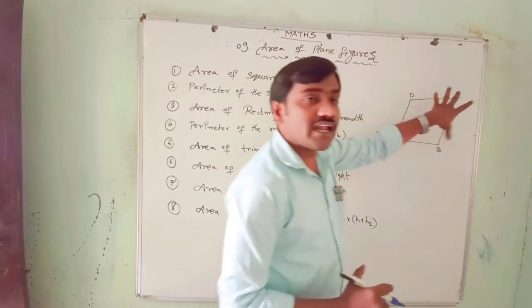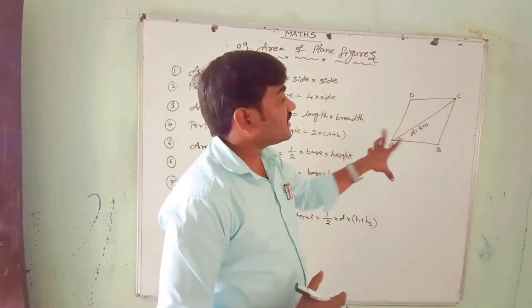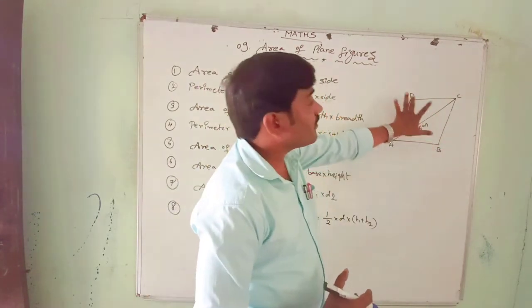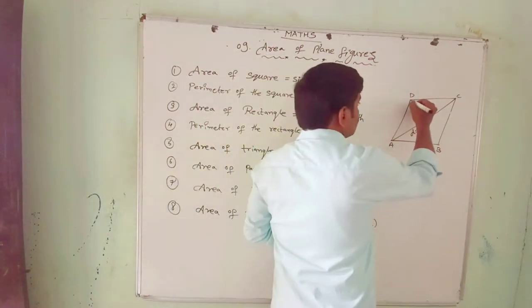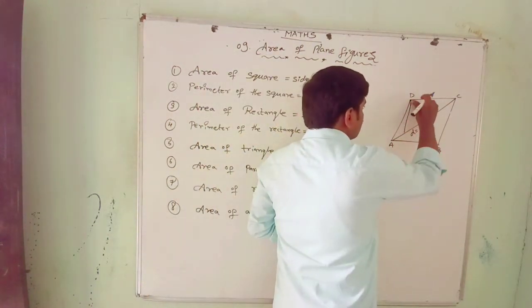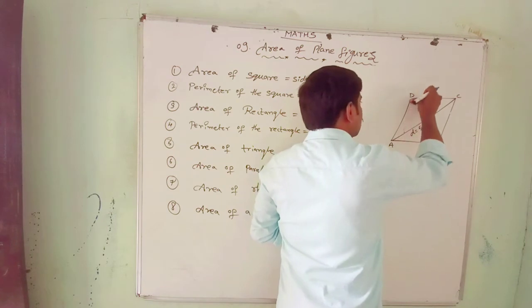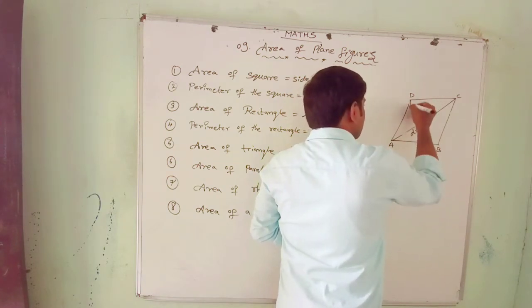Already two vertices are engaged with the diagonal. The other two diagonals from B and D. Let us draw two more diagonals, two more perpendicular lines.